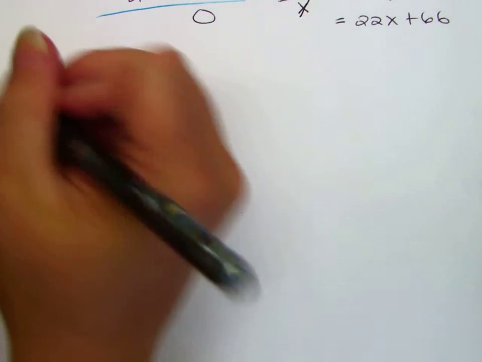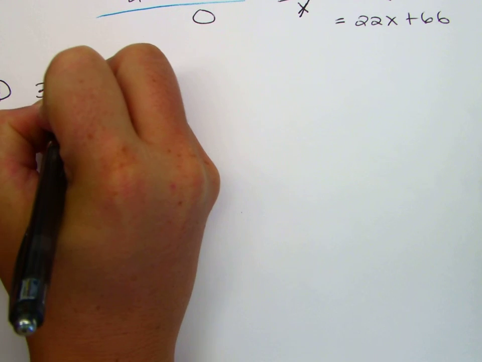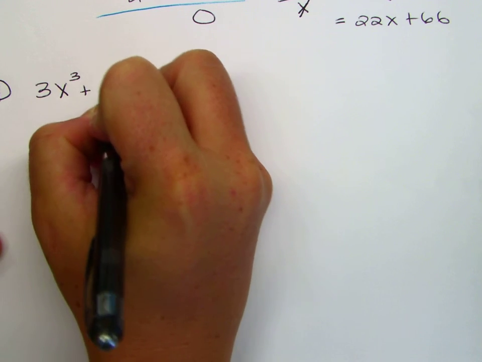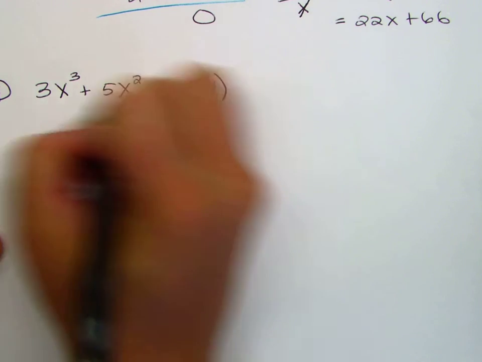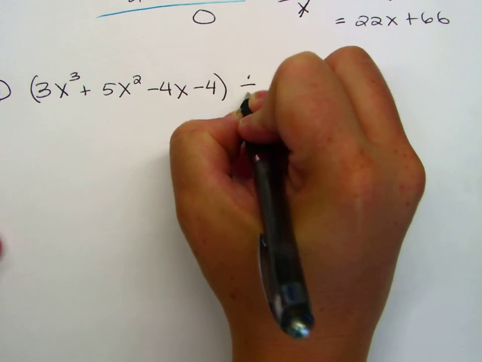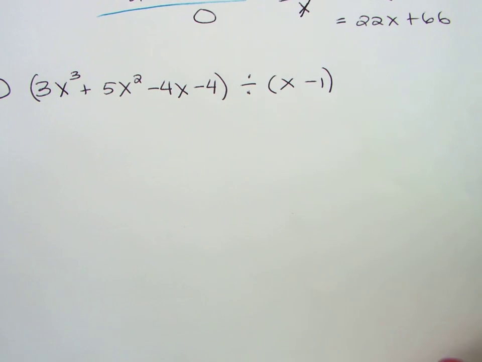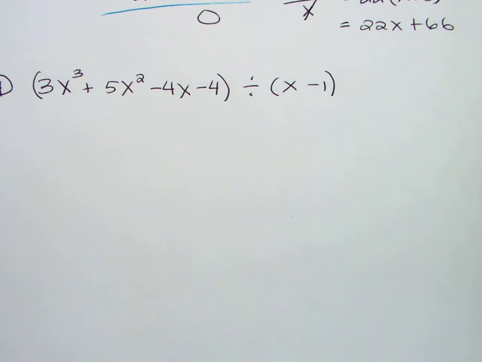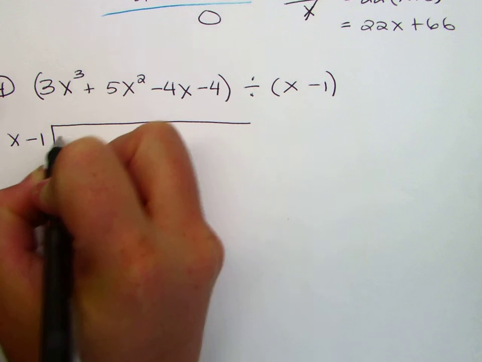All right, number 4. 3x to the third plus 5x squared minus 4x minus 4 divided by x minus 1. Pause the video and try this on your own. Watching me do math is not helpful. You need to try it yourself. Pause the video, try it on your own. So first thing I'm going to do is write x minus 1 outside. That's my divisor.